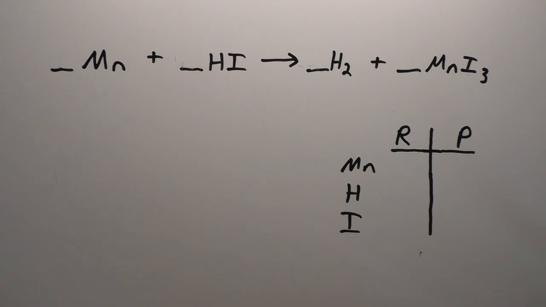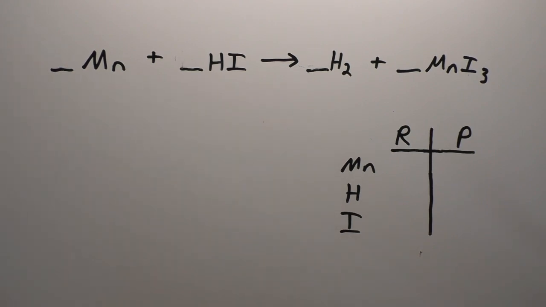So the way that we're going to do this is we're going to balance one element at a time, keeping a running count of how many atoms of every element that we have, both on the reactant side of the equation and the product side of the equation. So I got my little table here with manganese, hydrogen, and iodine, a column for the reactants and a column for the products. So let's get started.